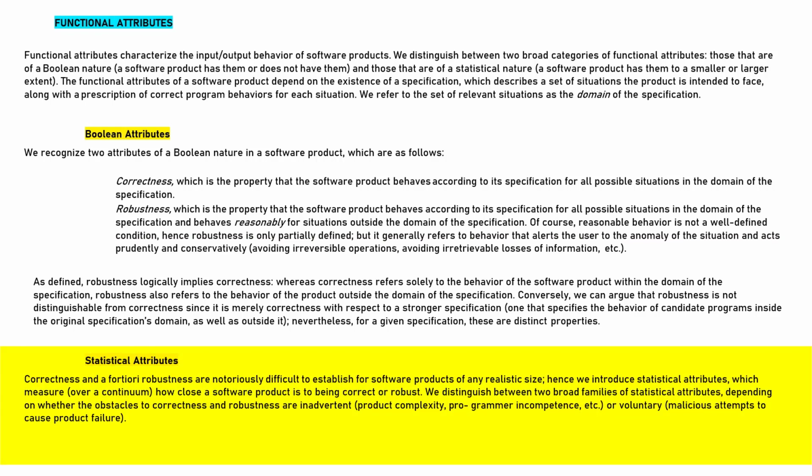2.1.2 Statistical attributes. Correctness and a fortiori robustness are notoriously difficult to establish for software products of any realistic size, hence we introduce statistical attributes, which measure, over a continuum, how close a software product is to being correct or robust. We distinguish between 2 broad families of statistical attributes, depending on whether the obstacles to correctness and robustness are inadvertent (product complexity, programmer incompetence, etc.) or voluntary (malicious attempts to cause product failure).